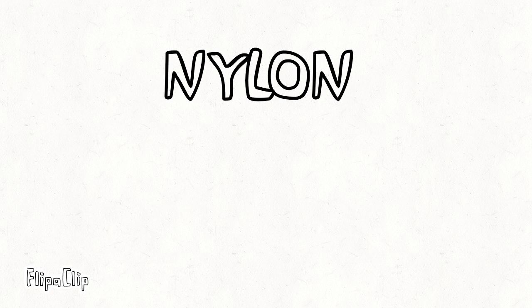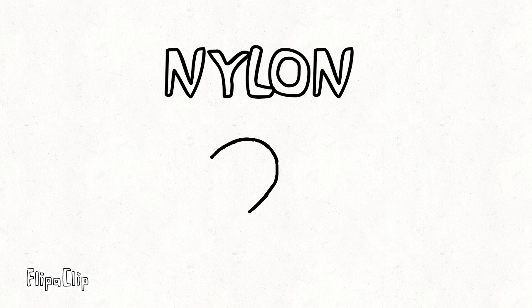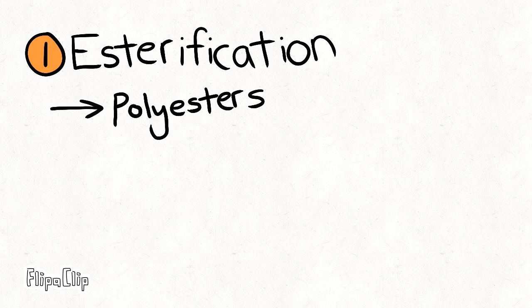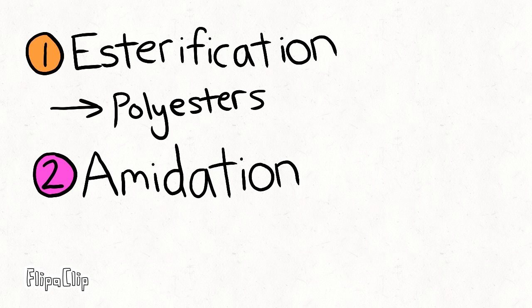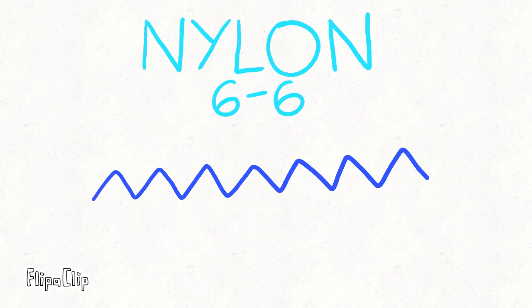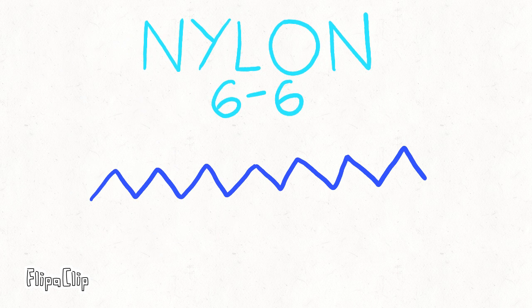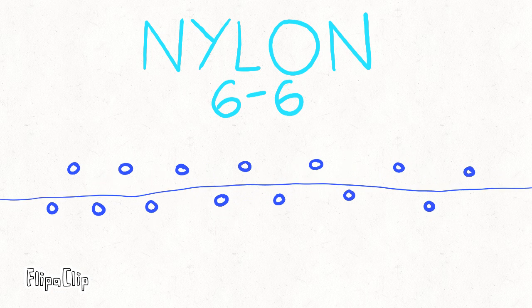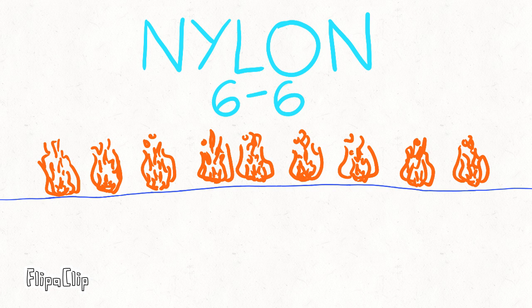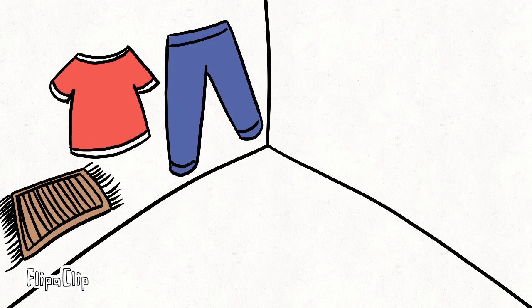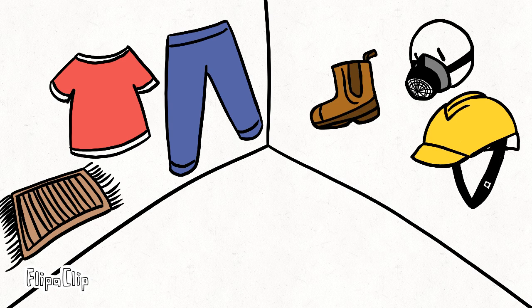The polycondensation process involved in making nylon is one of two different types. Esterification is the first, which produces polyesters, and amidation is the second, which produces polyamides, informally known as nylons. Polyesters, such as nylon 6,6, possess high tensile strength, elasticity, moisture absorption, and thermoplastic properties. This makes them useful for everyday applications in clothing and textiles, safety equipment, and outdoor gear.